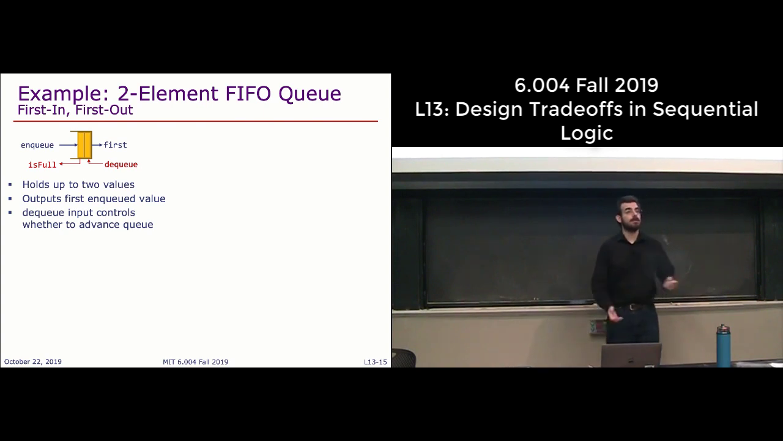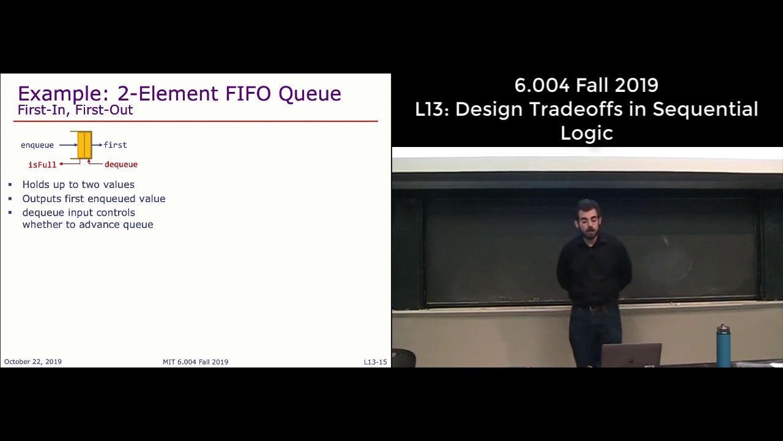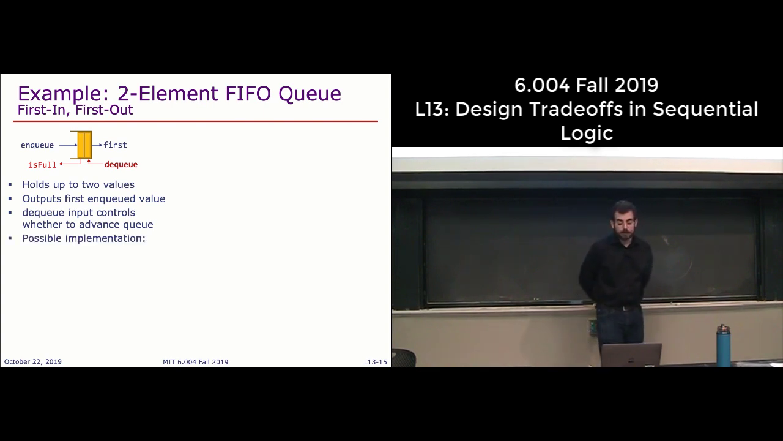So if the queue is false, then you freeze those values. Otherwise, the value in the second register goes to the first, and so on. And then there's an isFull output that tells us whether both registers hold valid values. Now there's multiple ways to implement this queue.